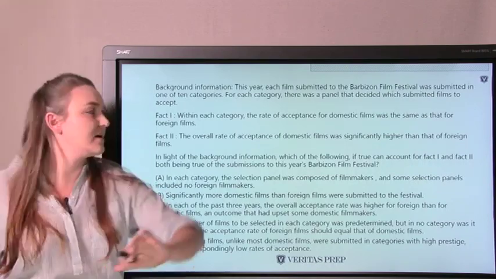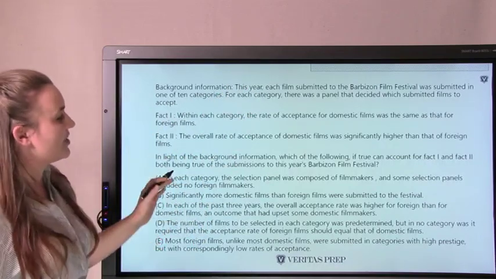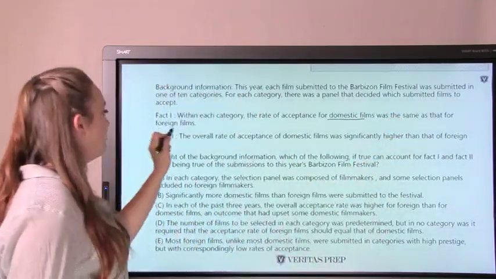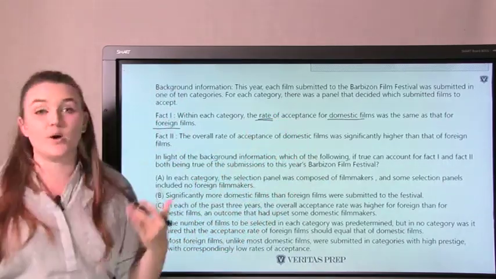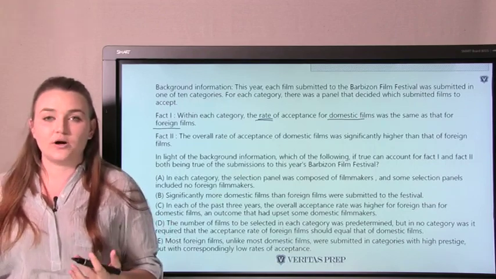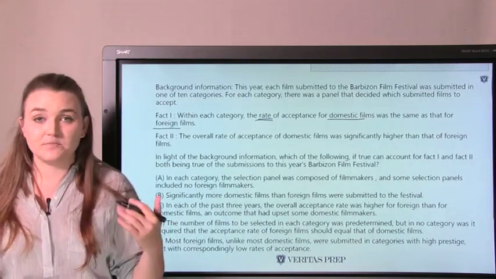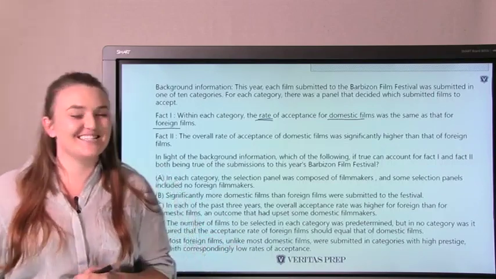On first glance, we're given a little bit of context here, and now we're told that within each category the rate of acceptance for domestic films was the same as that for foreign films. So our rate is the same for domestic as for foreign within each category. That tells me that in a particular category, neither foreign nor domestic films were more likely to be accepted, right? So yeah, Shrey's on the right track here.